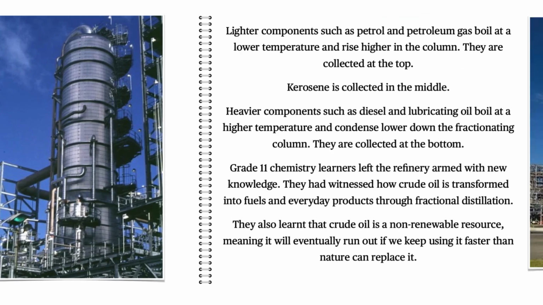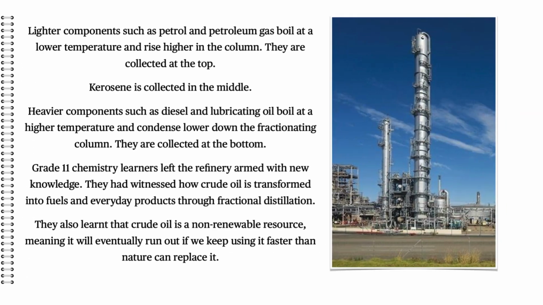surfaces. Lighter components such as petrol and petroleum gas boil at a lower temperature and rise higher in the column. They are collected at the top. Kerosene is collected in the middle. Heavier components such as diesel and lubricating oil boil at a higher temperature and condense lower down. They are collected at the bottom.